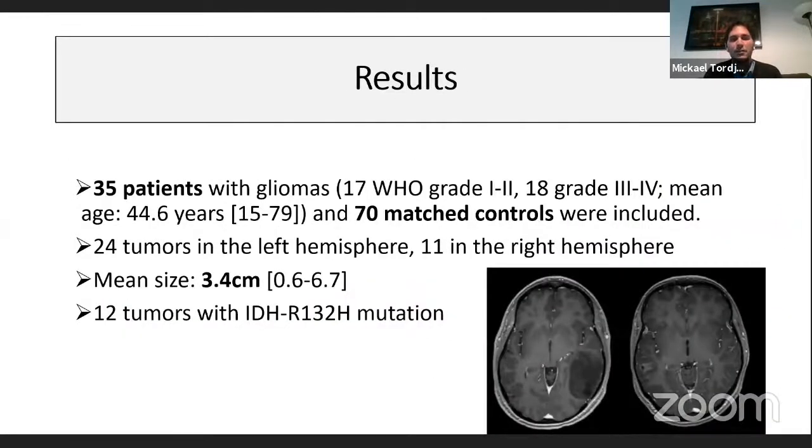We included 35 patients with gliomas and 70 matched controls, so 2 controls per patient. 24 of these tumors were in the left hemisphere and 11 in the right hemisphere, with a mean size of 3.4 centimeters, and 12 tumors had the IDH mutation.